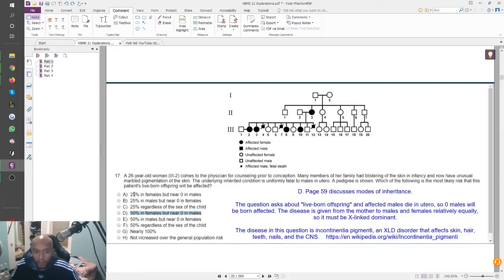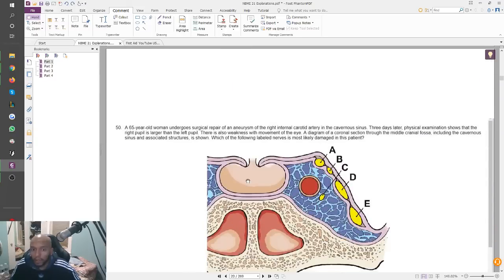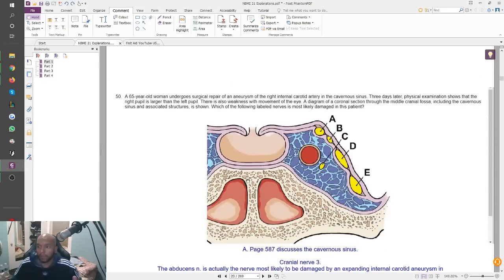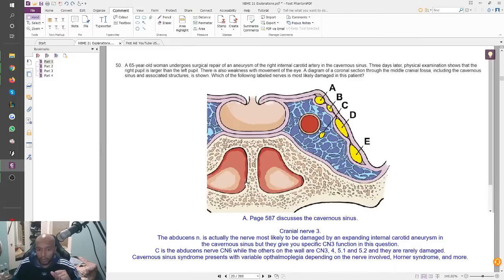I actually went with 25% in females, but near 0 in males. I'm not exactly 100% sure anymore why I picked that, but I do remember picking A. So this was a question that I got wrong. And something like this, you can get wrong. It's okay. Right? Because assuming everything else that you got right, getting something like that wrong is not so bad. This is a question you can't get wrong either.